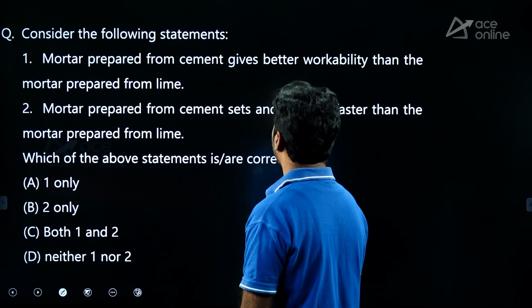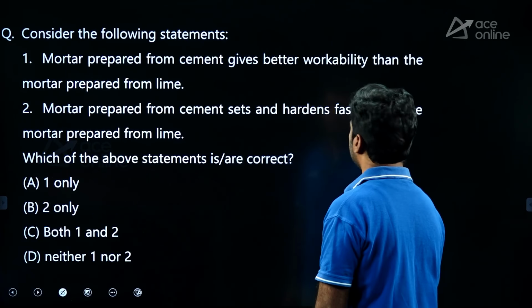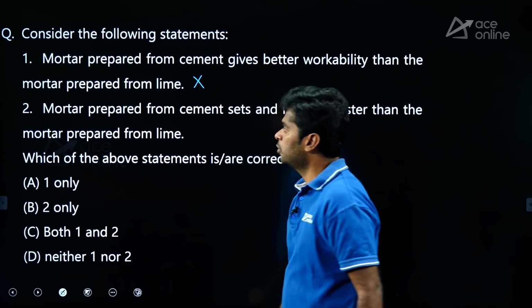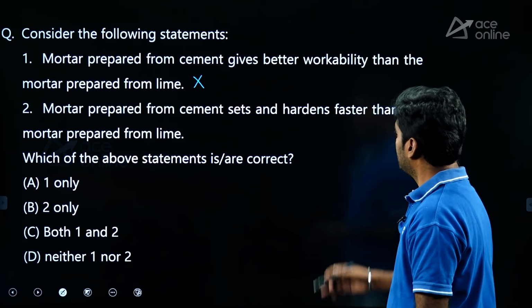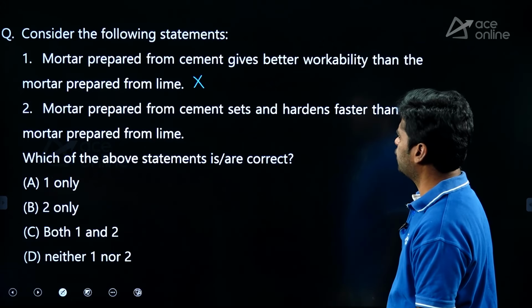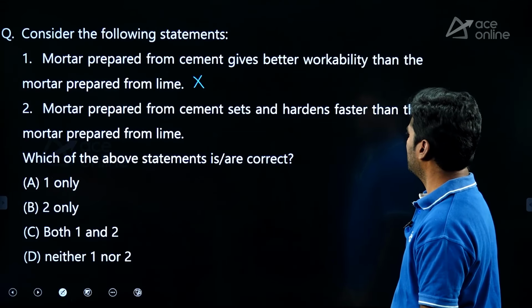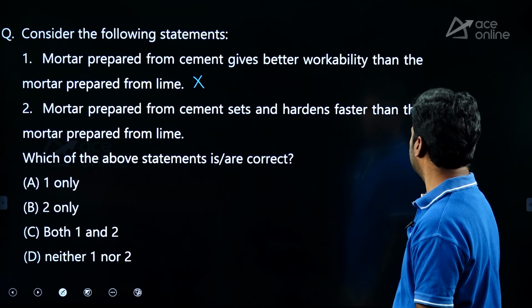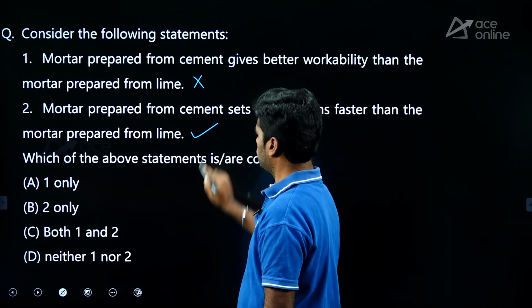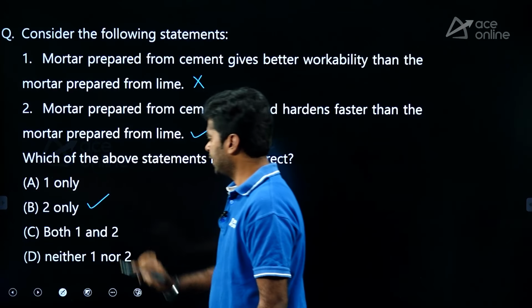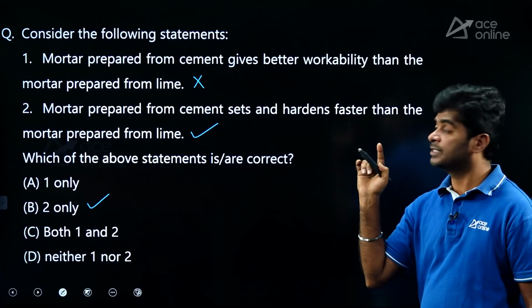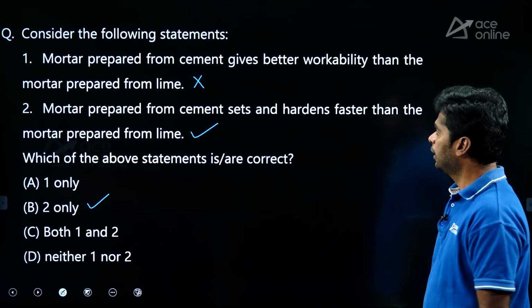Mortar prepared from cement gives better workability than mortar prepared from lime. This statement is false. Lime mortar, my dear, gives the better workability compared to cement mortar. So, statement 1 is false. Statement 2, mortar prepared from cement sets and hardens faster than mortar prepared from lime. It is true. So, 2 is true. Option B is correct. Which of the above statements are correct? Option B, second statement alone correct. Okay. Next question.